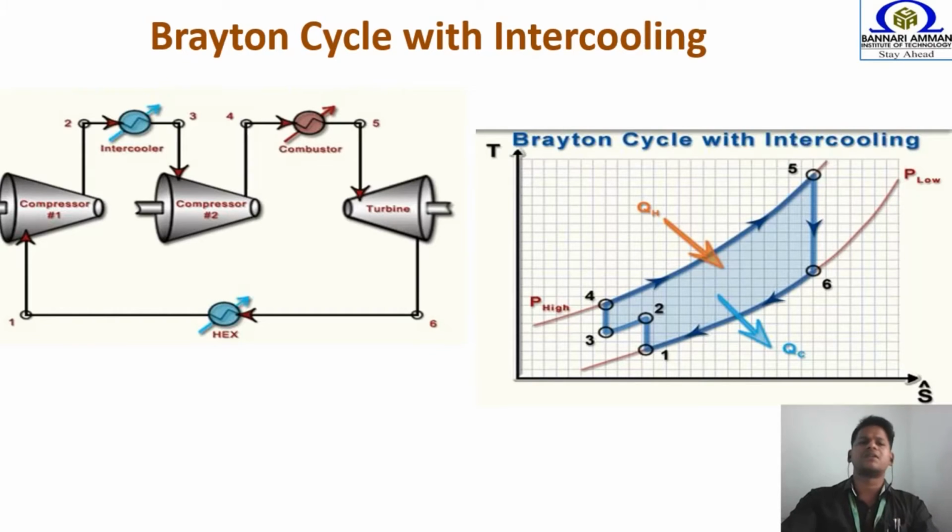The concept is very simple. You see here, let us assume we are talking about two cases. The first case is where we have only one compressor, and the second case is where we have two compressors. If you have one compressor which compresses the air from 1 bar to 10 bar, let us assume it consumes 10 kilowatt of work input for compressing the air, so that we can send the pressurized air to the combustion chamber. Case 1, we have only one compressor which consumes 10 kilowatt of energy.